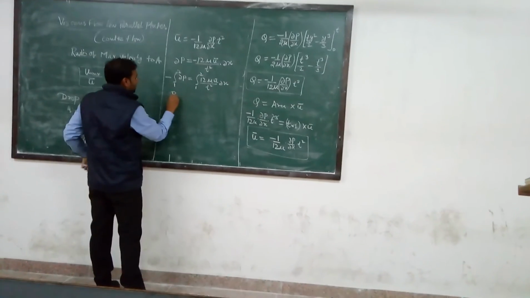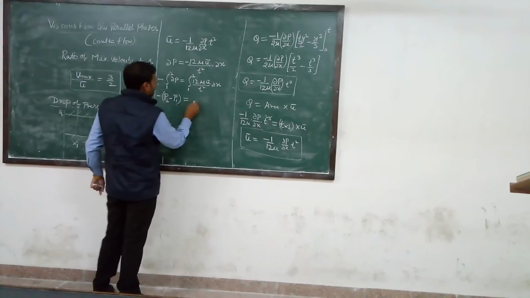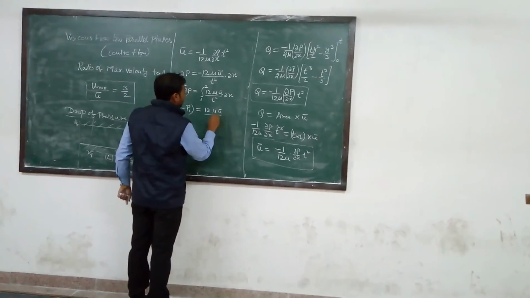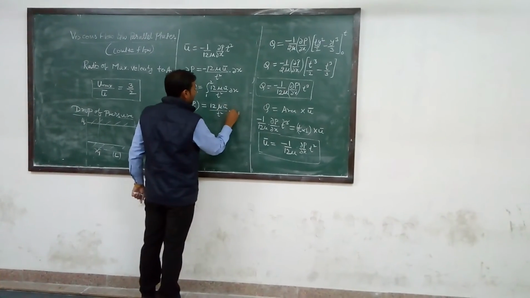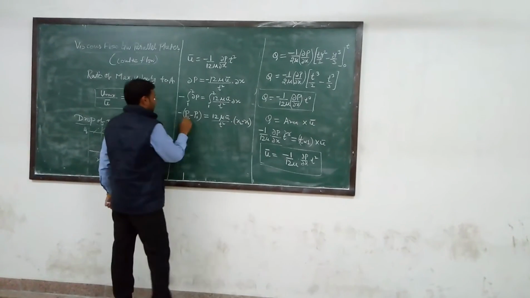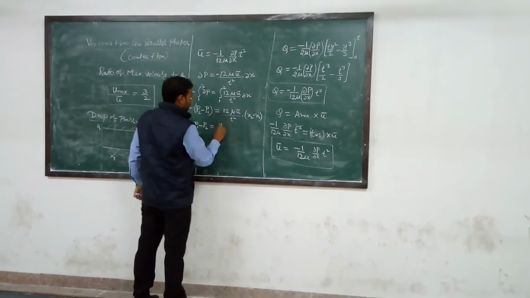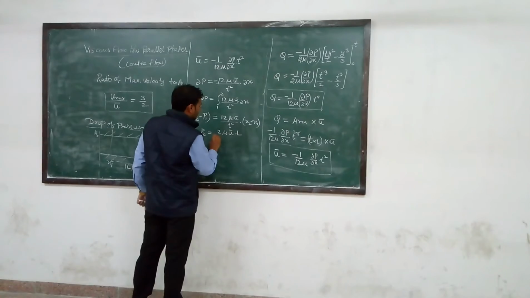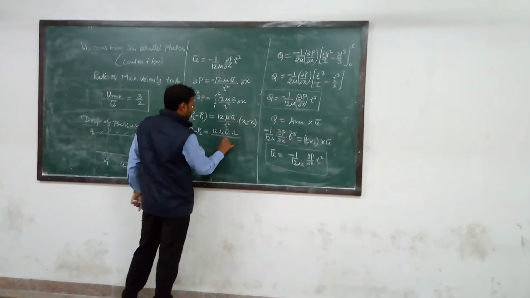After integration we get P2 minus P1 with minus sign is equal to 12 mu U bar divided by T square multiplied by x2 minus x1. So this will become P1 minus P2 is equal to 12 mu u bar into L, where X2 minus X1 is L, divided by T square.